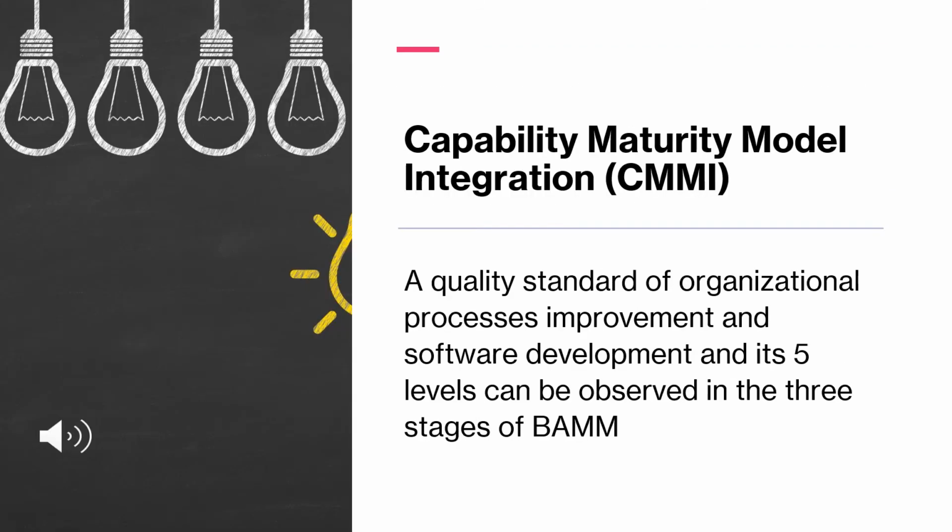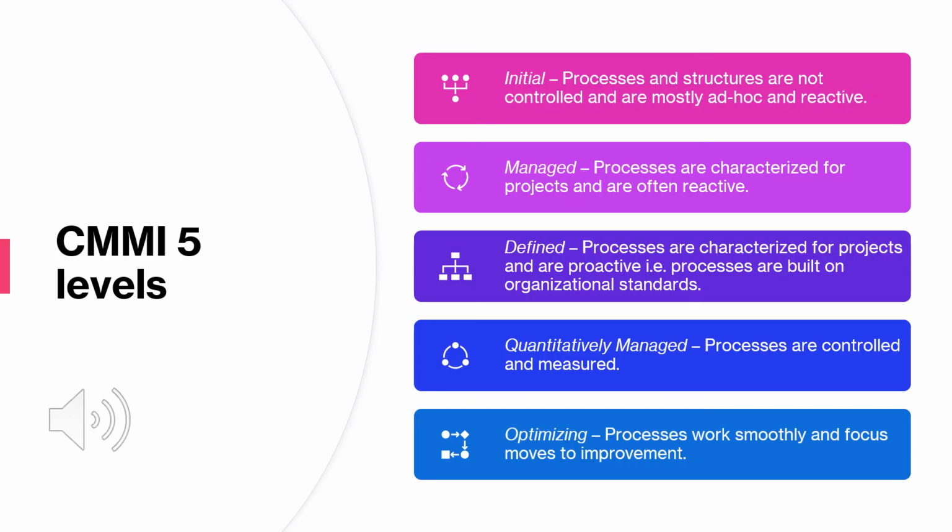Next, we have capability maturity model integration, which is related to BAMM. It's a cousin of BAMM. A quality standard of organizational processes improvement and software development. And it's 5 levels, and that's part of BAMM, the 3 levels of BAMM. And here are the 5 levels. The initial level, processes and structures are not controlled and are mostly ad hoc and reactive.